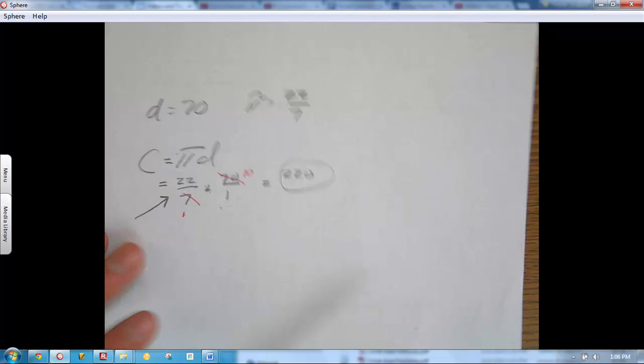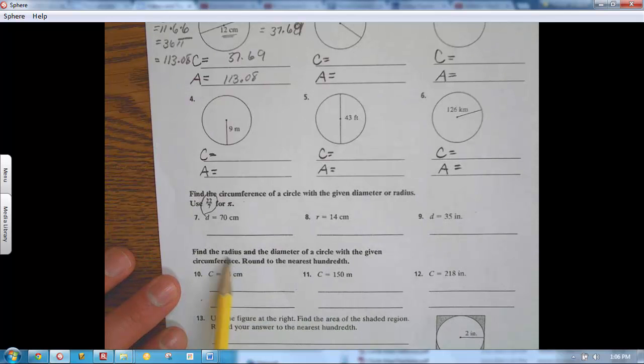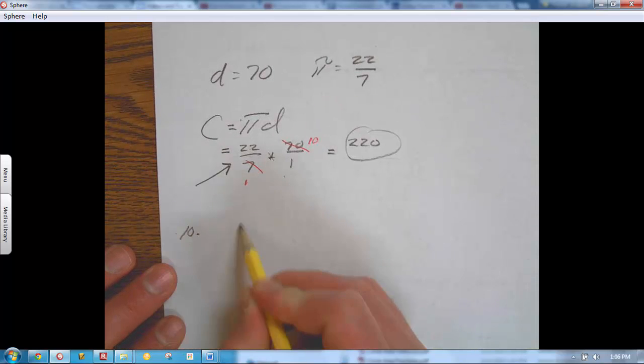Second problem that I want to look at on the front side here, numbers 10, 11, and 12. The directions for those say, find the radius and the diameter when you are given a certain circumference. So this is a little bit different than we're used to, but we still use our formula. So let's do number 10 together here with the circumference of 68.